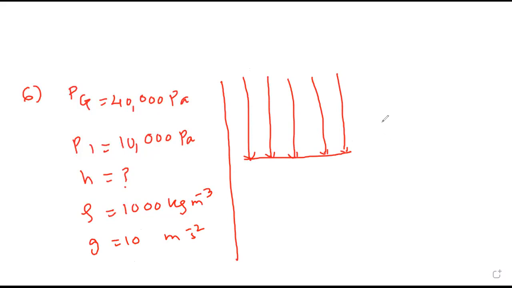And on the first floor, this is ground. From top to the bottom, how much is height? I don't know, but total pressure is PG. But when I come on the first floor, then pressure due to this first floor is 10,000. So this is first floor ka pressure.